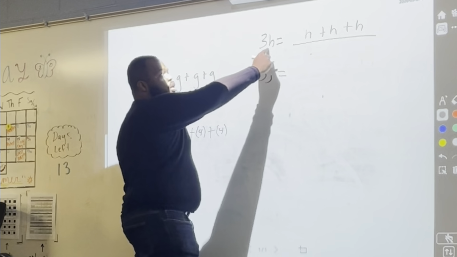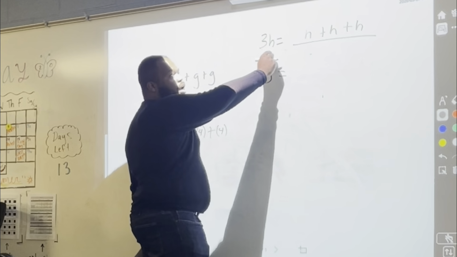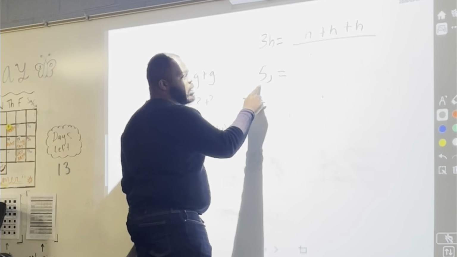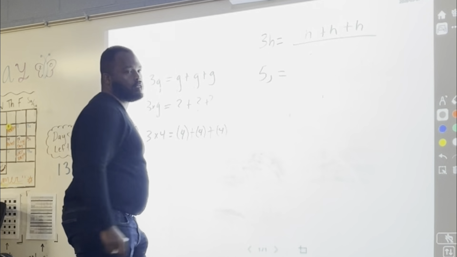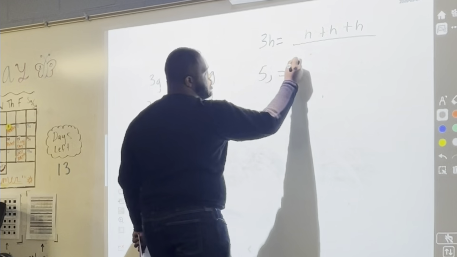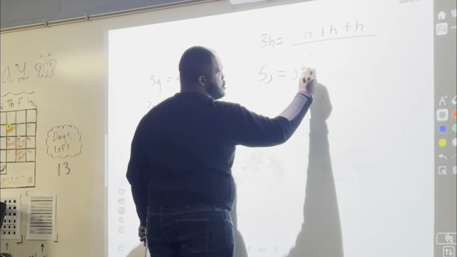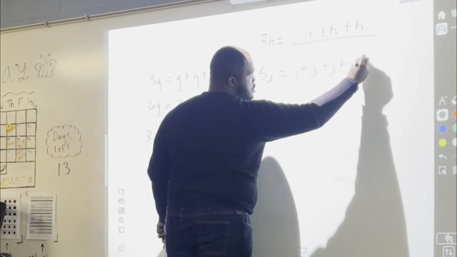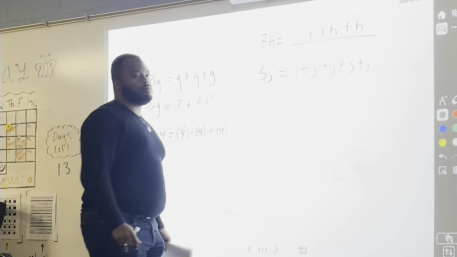So we did 3H. We realized that we had 3 H's. So we put H plus H plus H. So we have 5J. So what would be this one? J. Good job.